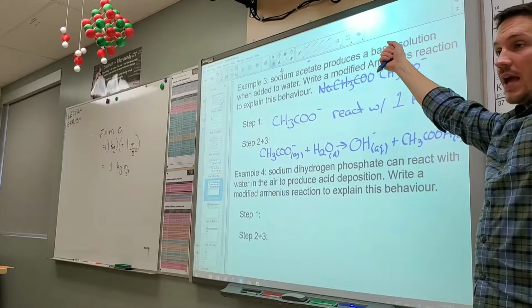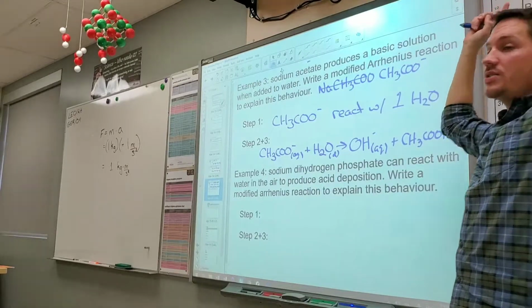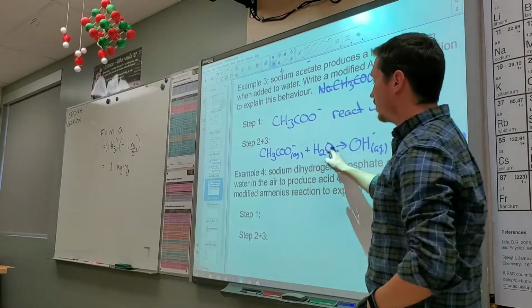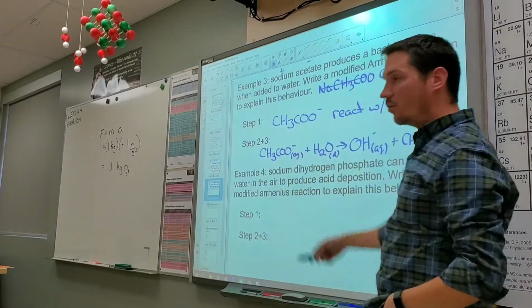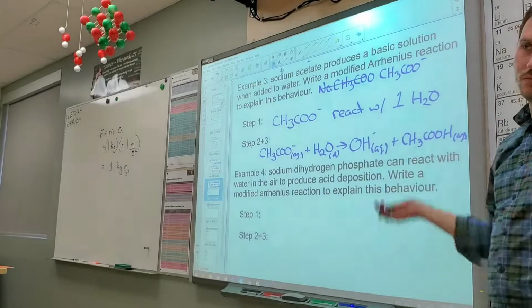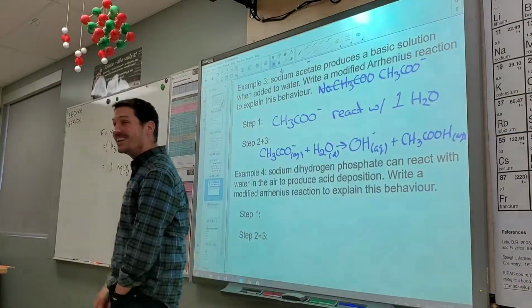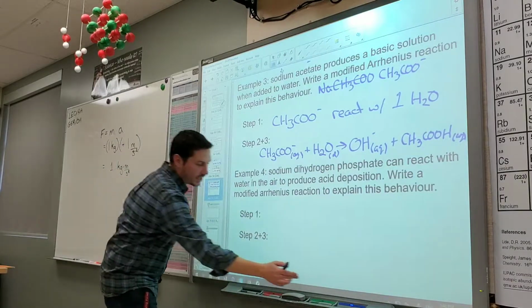What's the total charge on the left-hand side? Add up all of these charges. What do you see? -1. Add up all of these charges. -1. We're good. Is that okay? Okay.